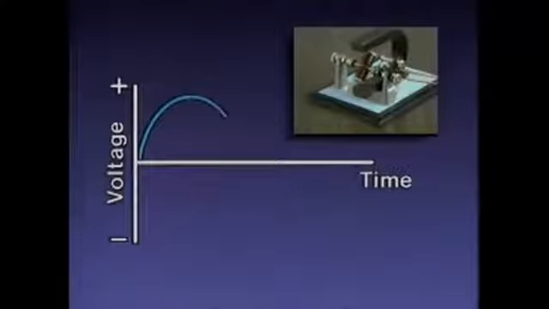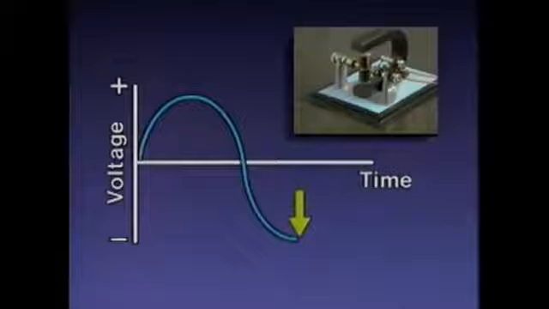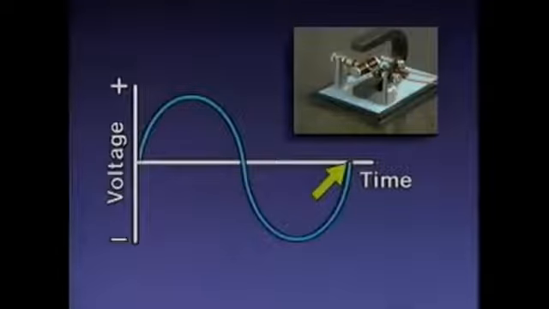As the conductor continues to rotate, the voltage returns to zero. It then changes direction, builds up to a peak or maximum value in the negative direction, and returns to zero again. At this point, the voltage has completed a full cycle.